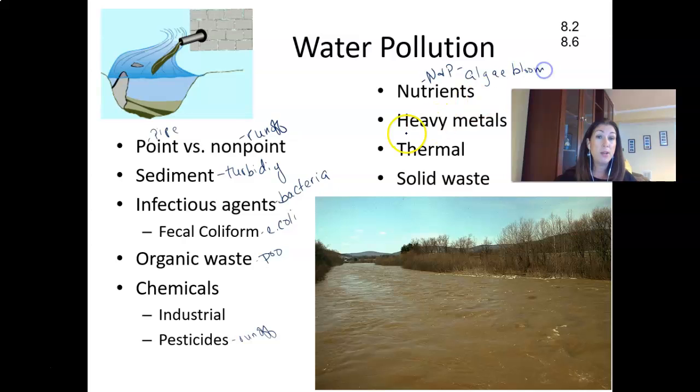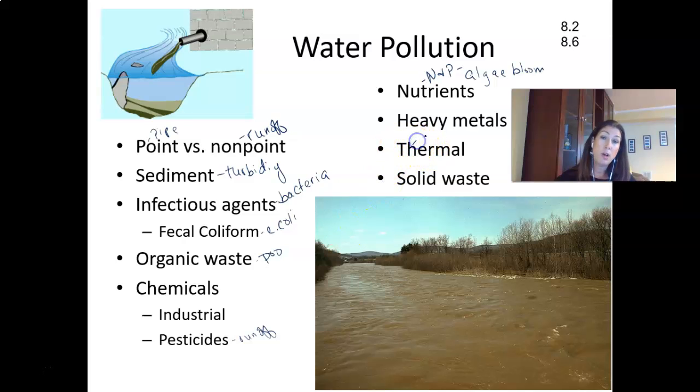We talked about heavy metals. These might come from airborne, like mercury being deposited from the burning of coal, or runoff. One big source of heavy metals might be your brakes. They'll release metals onto the roads and they'll become part of runoff.